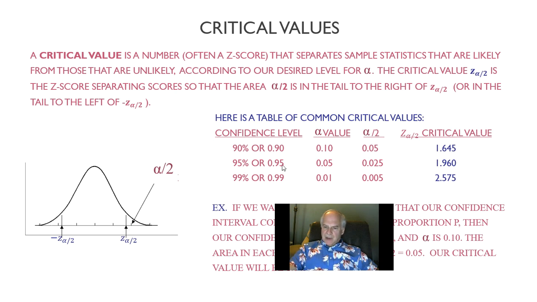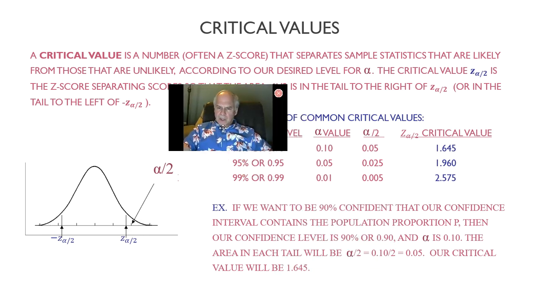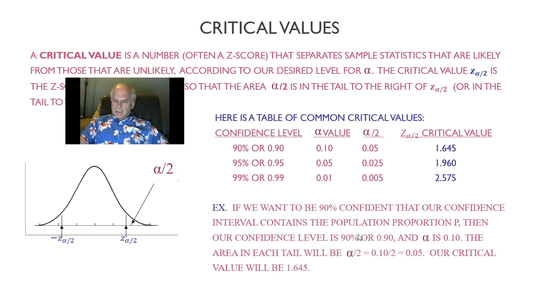Now, if it's 95%, the alpha level is 0.05, and you cut that in half, so it's 0.025 for alpha divided by 2, and so the z alpha divided by 2 critical value is 1.96. So that means that if you're out here at 1.96, then it'd be 2.5% in the upper tail and 2.5% in the lower tail.